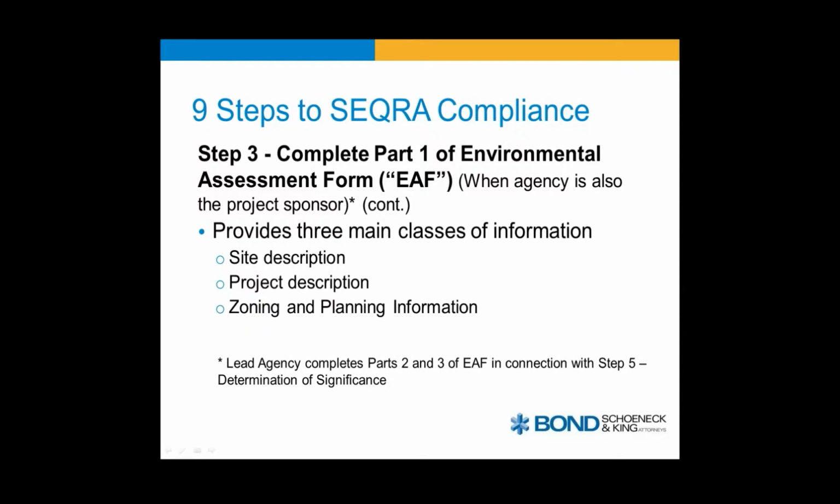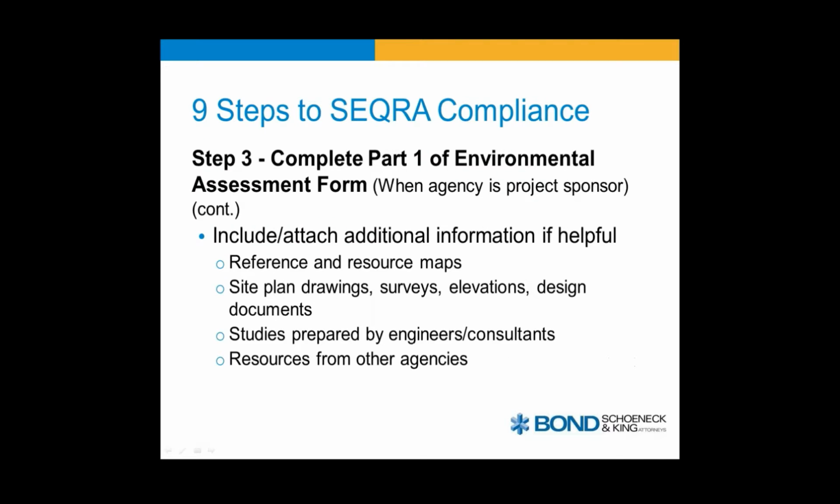And again, there are 3 main classes of information that the part 1 will provide: site description, project description, any zoning and planning information, and it kind of gets into any other potential areas for impacts: waste disposal, traffic, whether the project will involve the filling of wetlands. So it starts to look at, especially if you use the long form, what environmental impacts may be associated with the project.